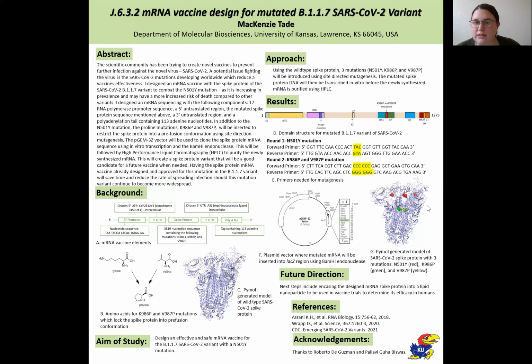And so on the right here, we can see the mutations in red are the N501Y mutations in the receptor binding domain. And then the green and yellow are the two proline mutations right next to each other in the spike protein. And so after we have cloned the mRNA and purified it, the next step would be to actually encase it in a lipid nanoparticle so that it can be effectively given in a vaccine, and then to actually enter that vaccine into vaccine trials to ensure that it is safe and effective for humans and that it actually does its job in stopping the spread of SARS-CoV-2 B.1.1.7.